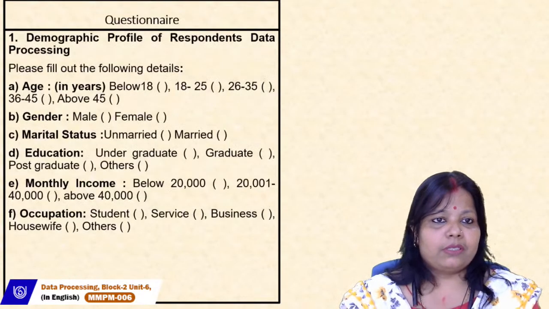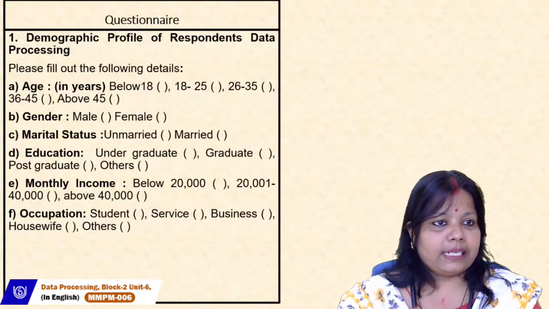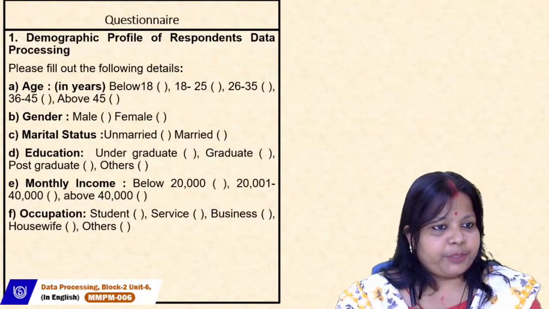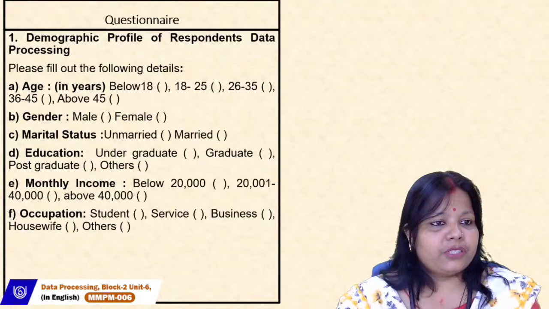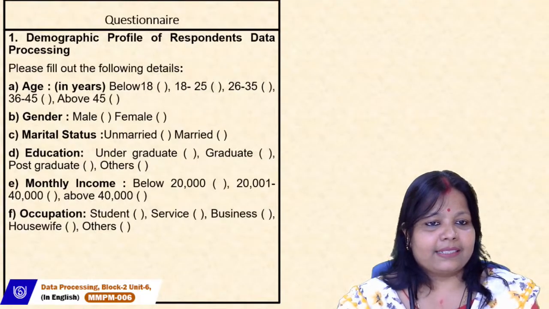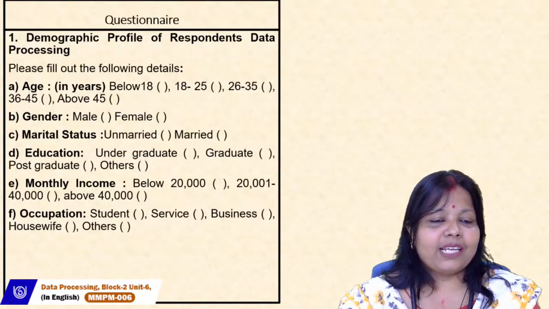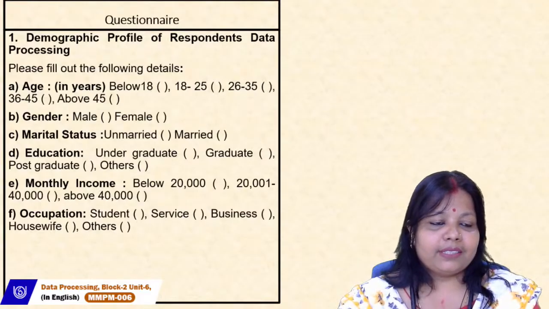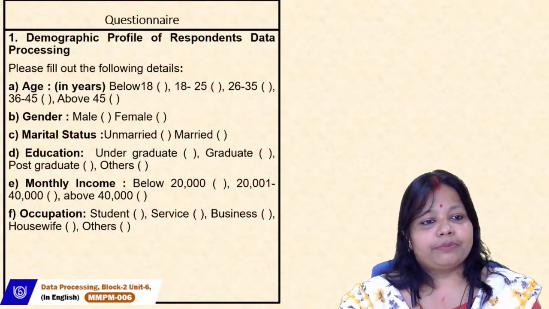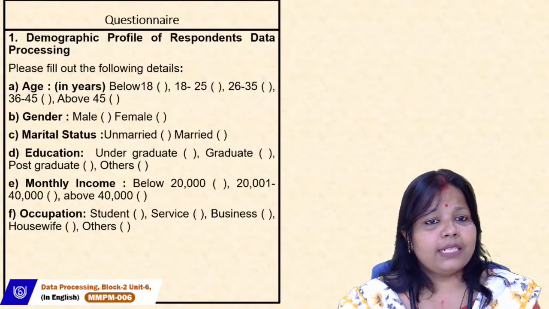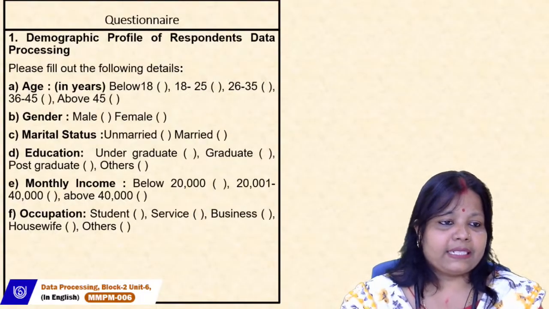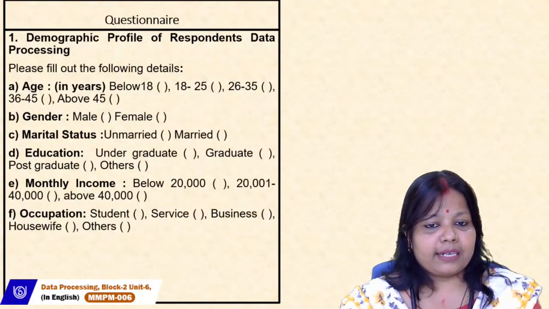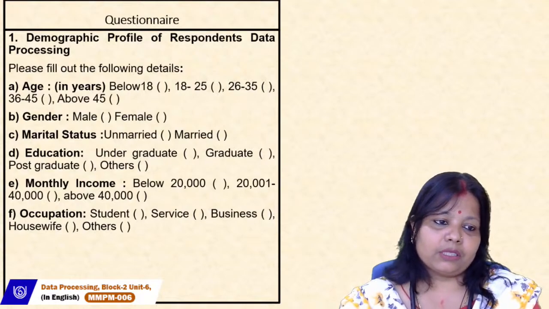Let us understand what the questions are. This set of questions comes under the demographic profile of a respondent. The first question was age, in years. I have categorized them as below 18, 18 to 25, 26 to 35, 36 to 45 or above 45. So it is known as close-ended questions. Similarly for gender, and marital status, married, unmarried, like this. Education: undergraduate, graduate, postgraduate and others.